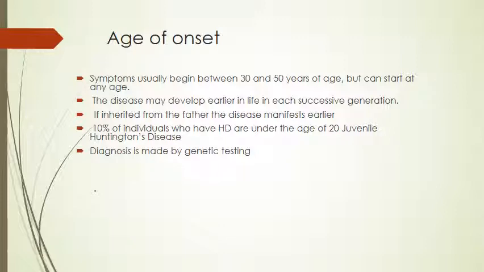The symptoms usually begin between 30 and 50 years of age, but can start at any age. The disease may develop earlier in life in each successive generation, as I previously mentioned. If inherited from the father, the disease manifests earlier, and 10% of individuals who have Huntington's disease are under the age of 20 and have juvenile Huntington's disease. I have included a link to a video on the juvenile form of Huntington's disease.